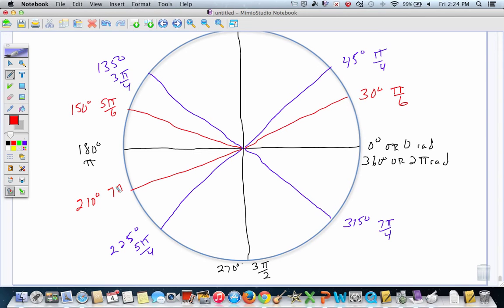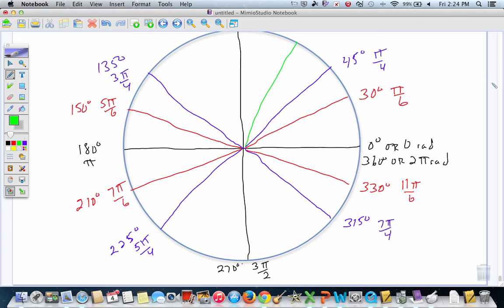We'll have another angle here in quadrant 3. That angle will be 210 degrees, which is the same thing as 7 pi over 6. And one more here in quadrant number 4. We would have 330 degrees, which is the same thing as 11 pi over 6. So they're all multiples of 30. 30 times 7 gets me 210, so 7 times pi over 6 gets me 7 pi over 6. 30 times 11 gets me 330, so 11 times pi over 6 gets me 11 pi over 6.